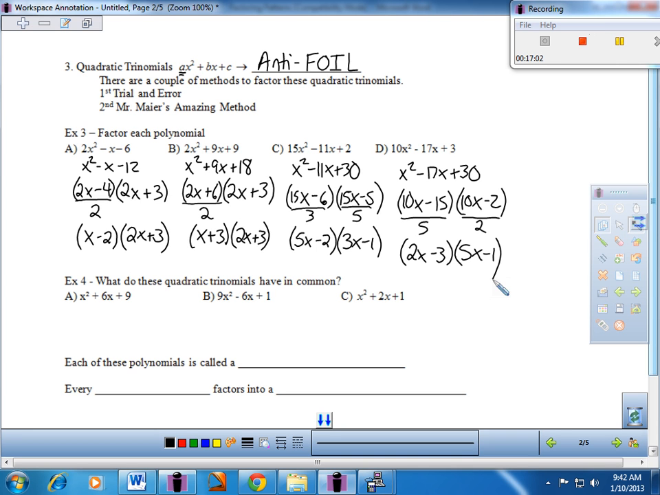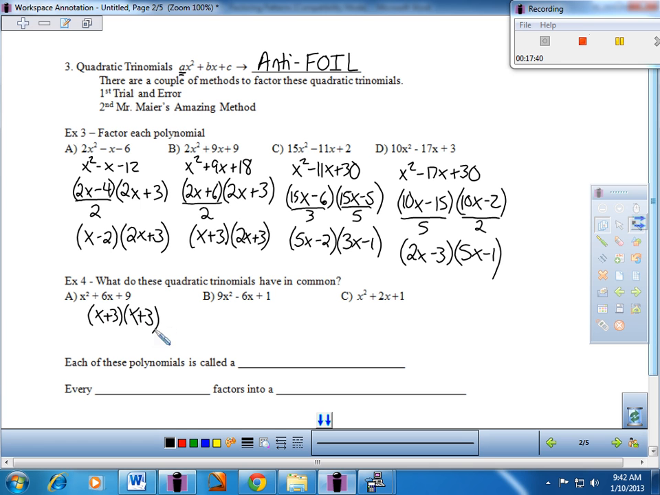And I guess here's what I'm going to do. I'm going to just do the first one really fast. I think we can gloss over this a little bit and just fill in what we need to. But I just wanted to show you one thing. It says, what do these quadratic trinomials have in common? And what they have in common is how they factor. If I was to ask you to factor this, you would factor it as x plus 3 times x plus 3.